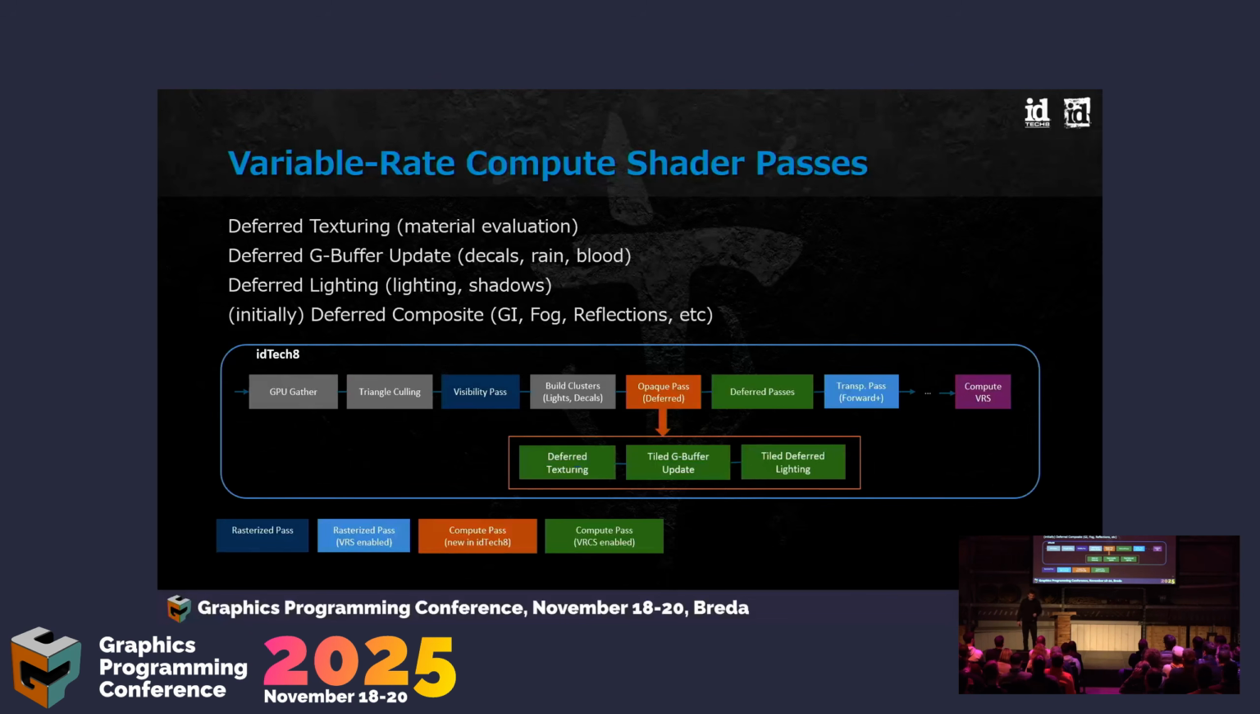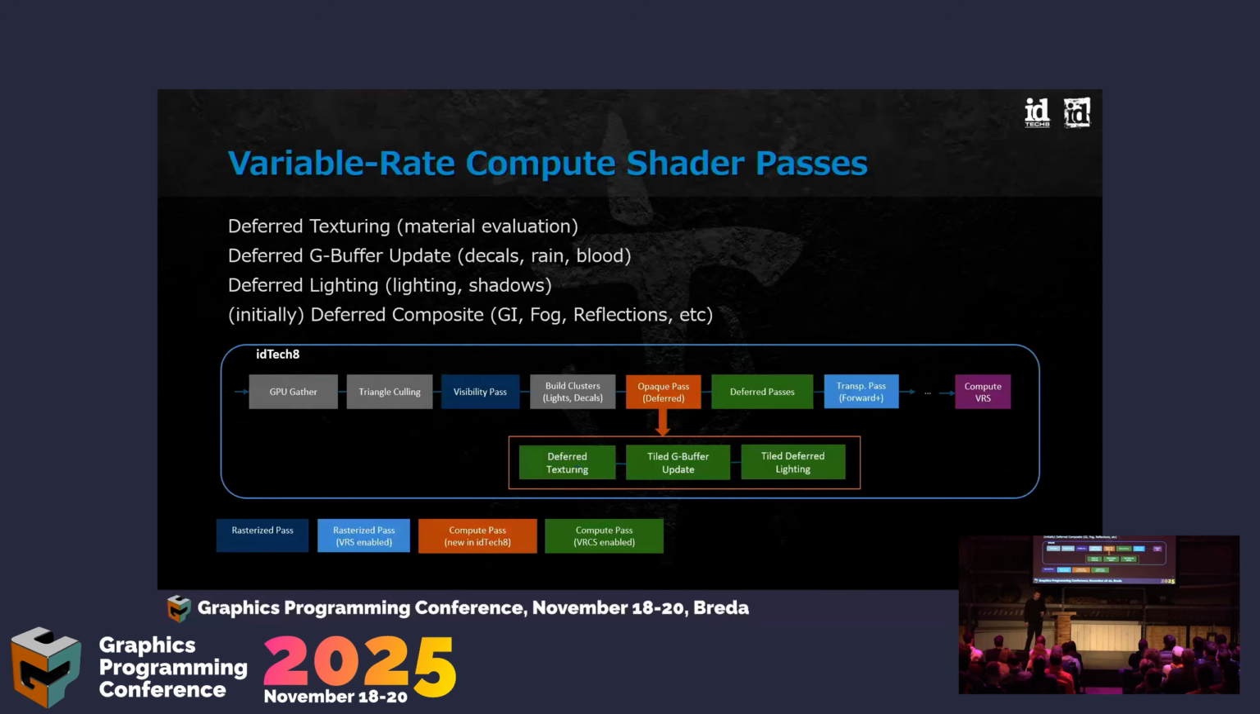First and foremost, deferred texturing, which contains all our material evaluation and blending and generates the base G-buffer, the things that we talked about this morning. Then the deferred G-buffer update, which blends geodecals, projected decals, triplanar blood, and environment wetness and rain on top of the base G-buffer. Then deferred lighting, which runs the lighting calculations and checks for shadow map occlusion and outputs the final lighting. Those passes had VRCS enabled.